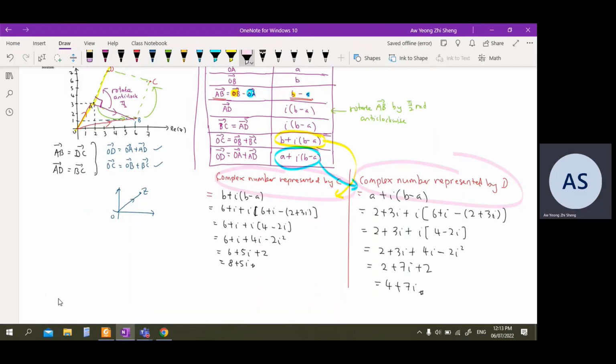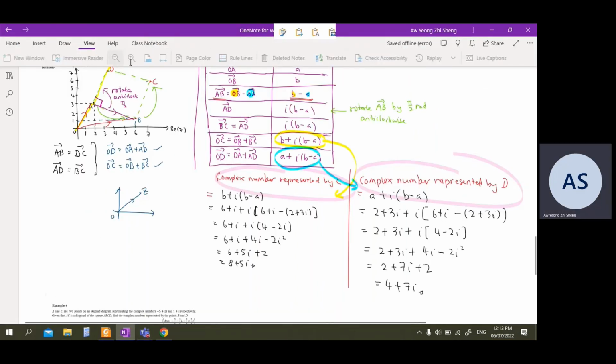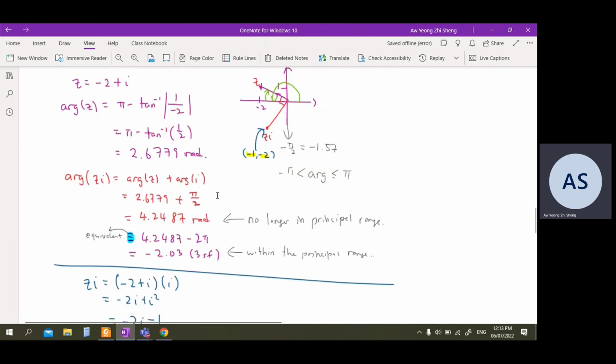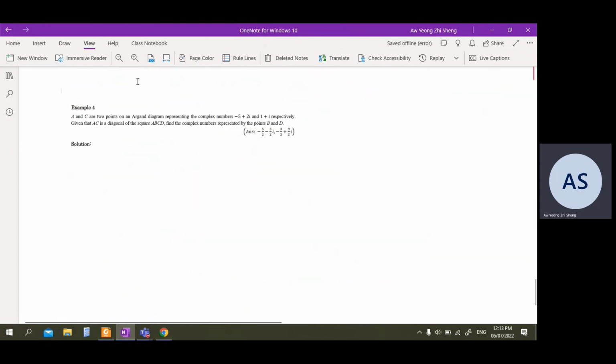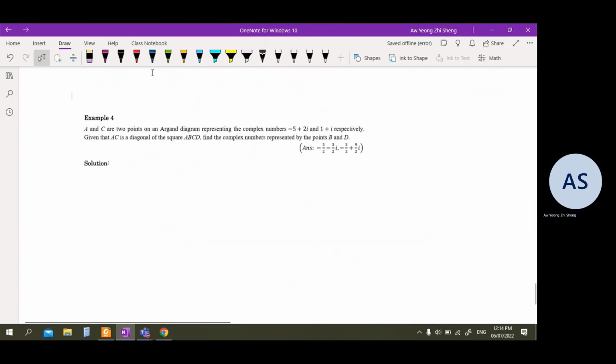Okay, example 4, I will again do it using the vector approach so that you can be familiarized with this method. So it's not a must to do this question using the vector approach. You can choose to do it using the coordinate geometry method if you don't mind the tedious calculation. Anyway, I will just do using the vector approach here.